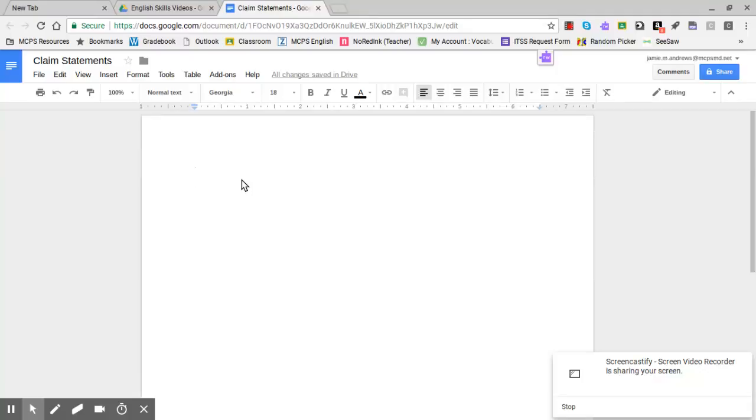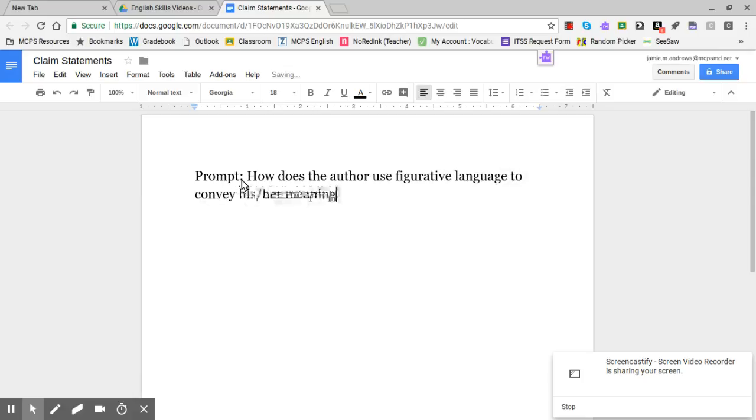Okay, to write a proficient claim statement, you need to include essentially your position on the topic as well as evidence, or not evidence, but reasons. Okay, so if it's asking a prompt, how does the author use figurative language to convey his or her meaning?